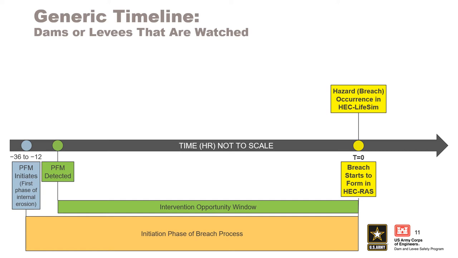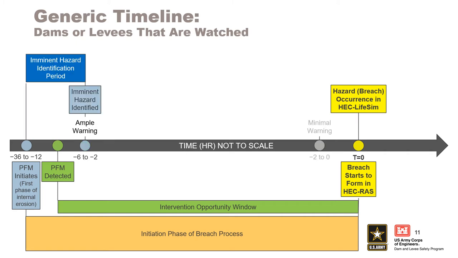Assuming adequate training and surveillance, the failure mode is likely to be detected shortly after it initiates if the seepage or leakage exit is observable. The time period from when the failure mode is detected up until recognition that breach is virtually certain to occur is the window of opportunity for intervention actions to arrest the failure mode development.